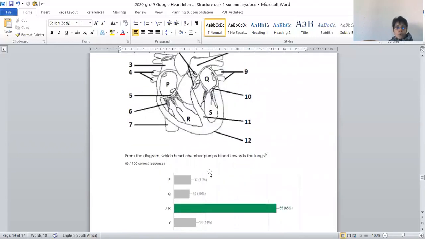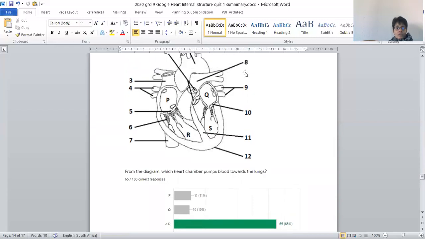From the diagram, which heart chamber pumps blood towards the lungs? Towards the lungs means it's going to be deoxygenated. It needs to get rid of CO2. Towards the lungs. Chamber R, the right ventricle, toward left lung, toward right lung.